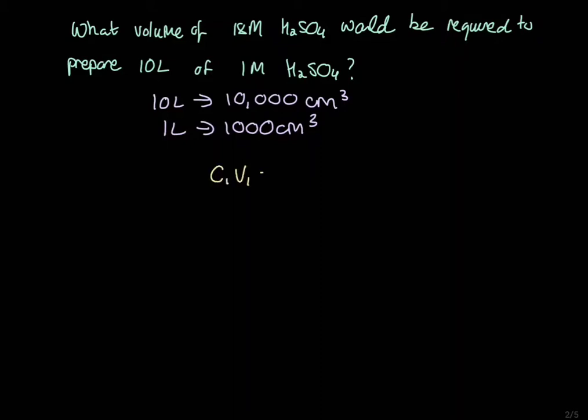Alright, so we're going to go in with our formula again. Our concentration originally is 18 molar. That's our original undiluted concentration. We want to prepare 10 litres of a 1 molar solution, and I don't know how much of that 18 molar I need to make up this new solution.